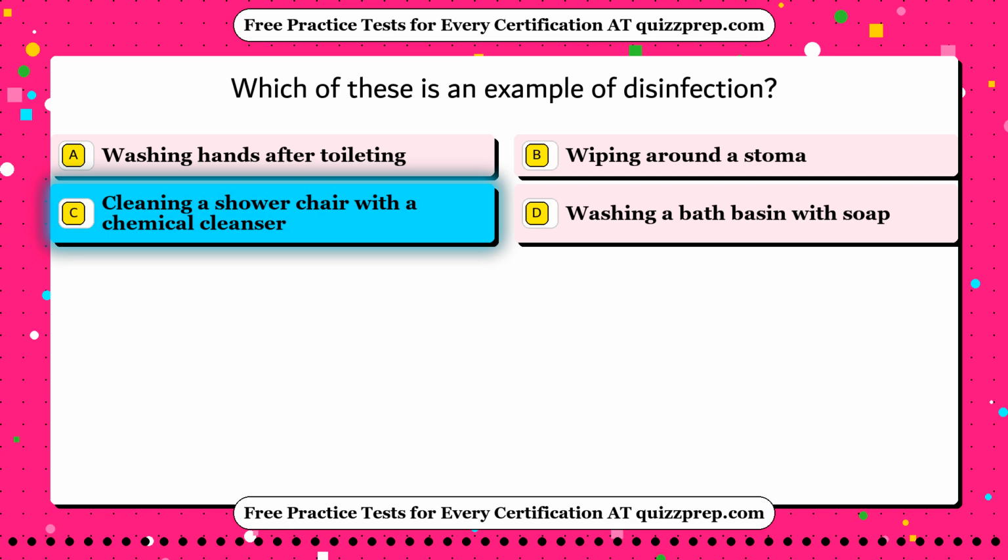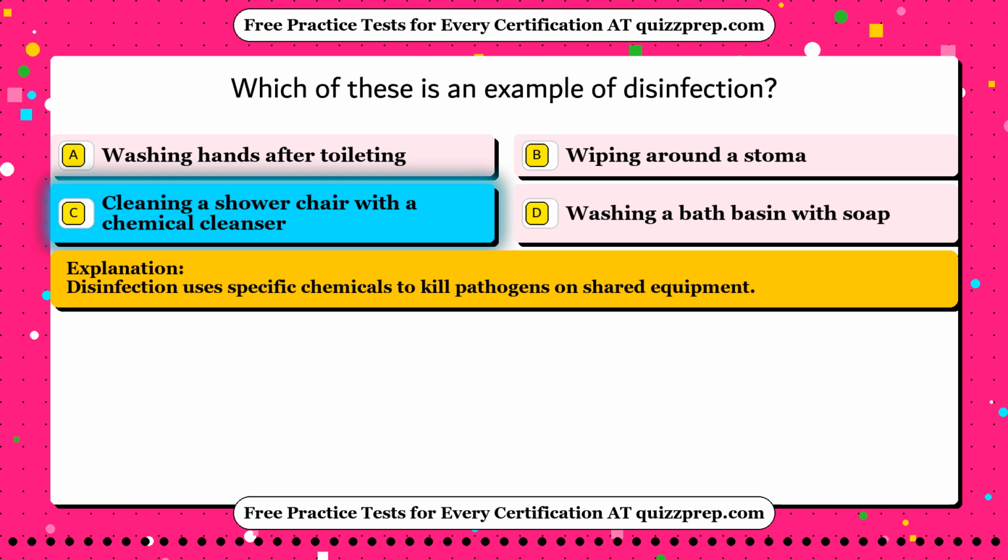The correct answer is option C, cleaning a shower chair with a chemical cleanser. Disinfection uses specific chemicals to kill pathogens on shared equipment.